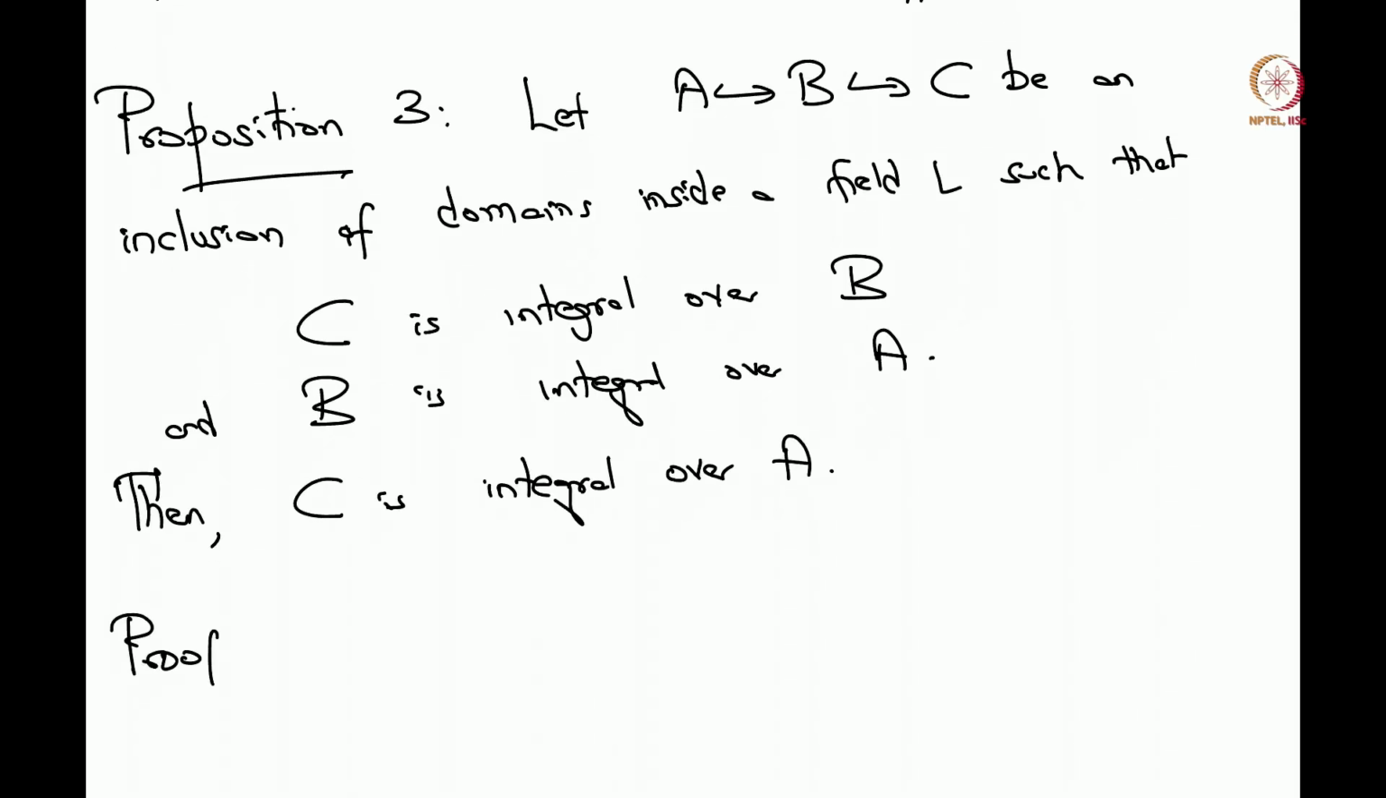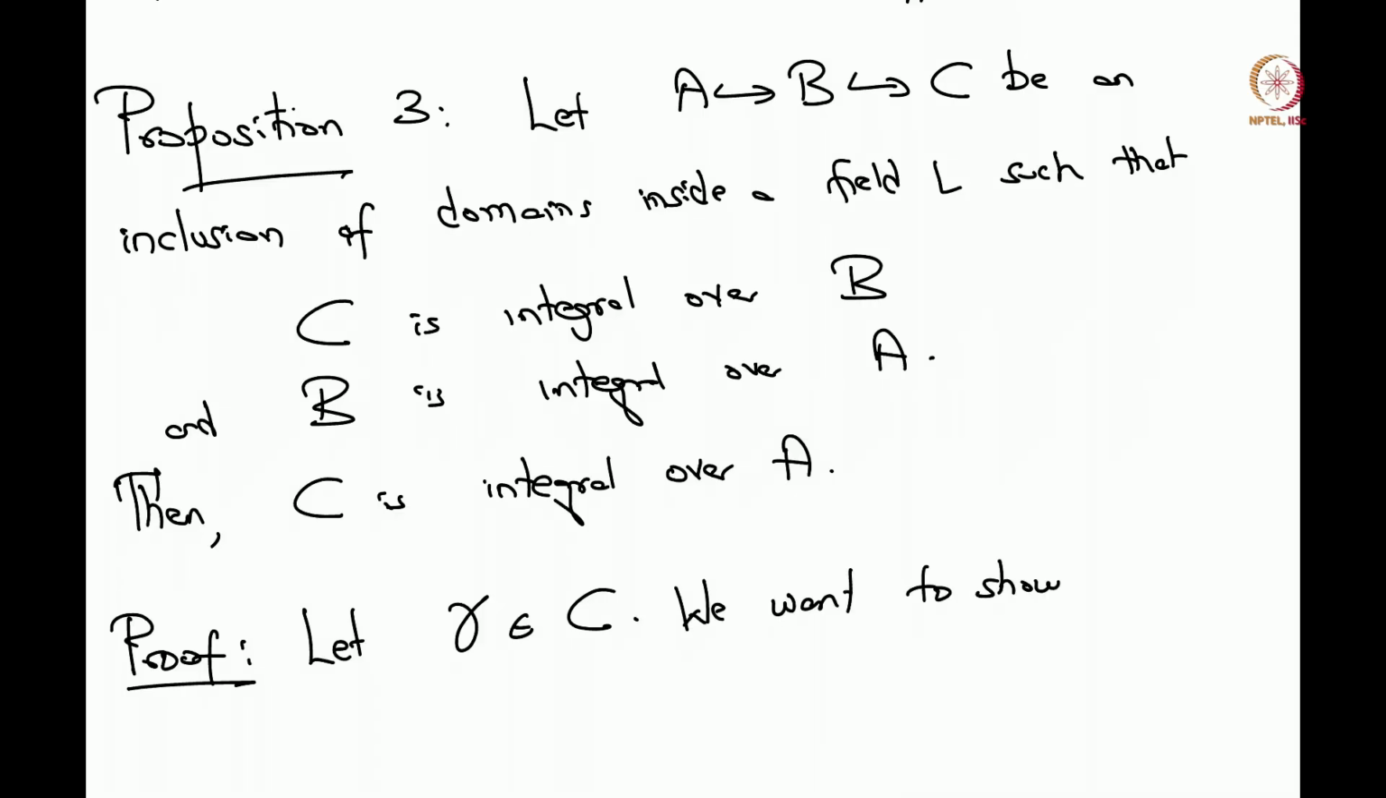Okay, so what's the proof of the proposition? So you take an arbitrary element, let's call it gamma in C. And what do we want to show? We want to show that gamma is integral over A.